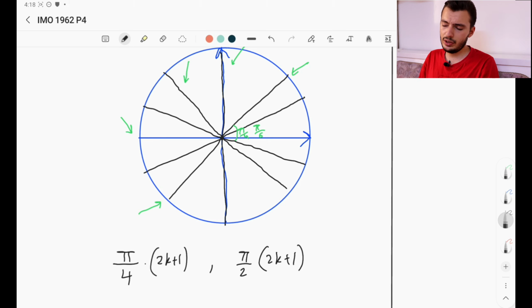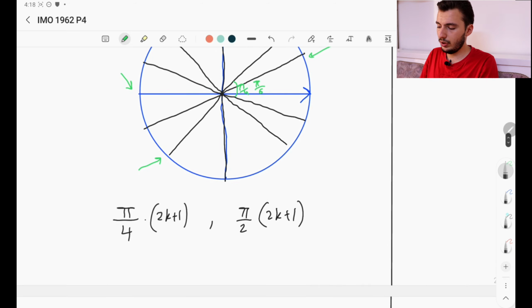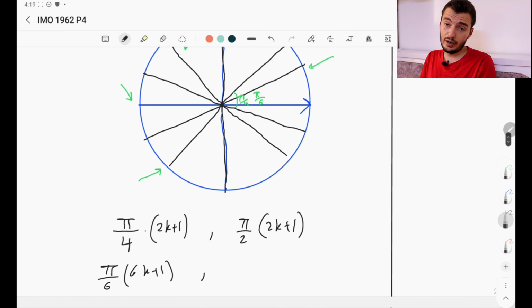Now we just have pi over 6 and 5 pi over 6. Okay, but this is also easy to handle here. So this is pi over 6 here. Take a look here. You have pi over 6, you also have this, right? Which is just pi over 6 plus pi. So we can simply say we have pi over 6 plus just multiples of pi, right? So we can simply say pi over 6 plus multiples of pi. So what is exactly this? It's actually 6k plus 1 times pi over 6.